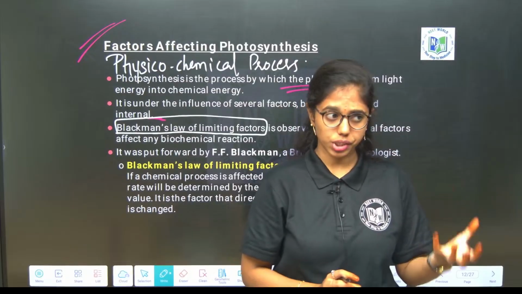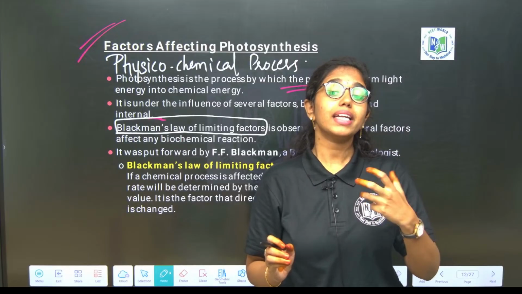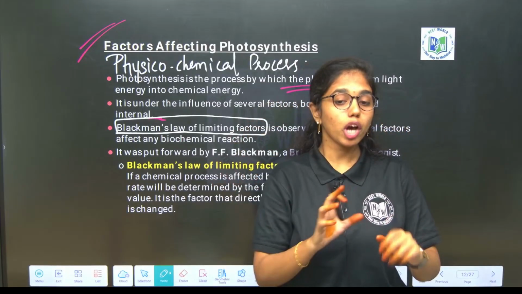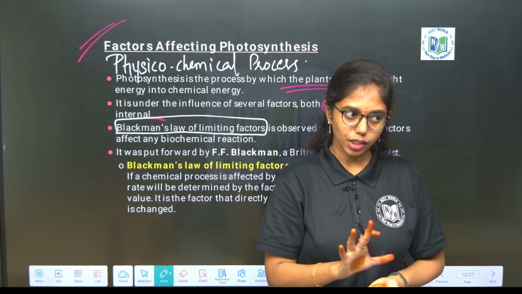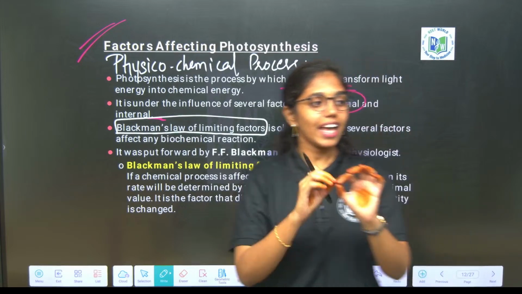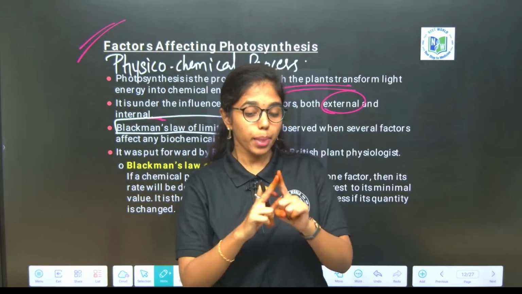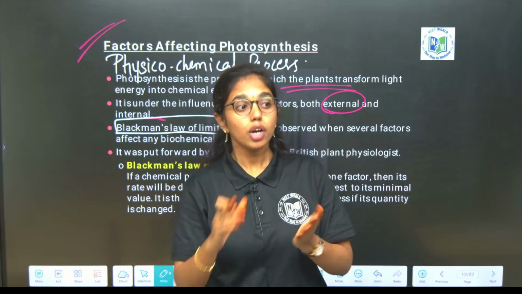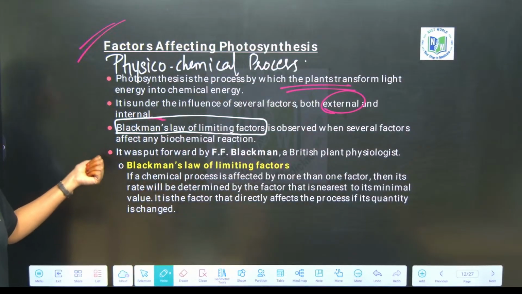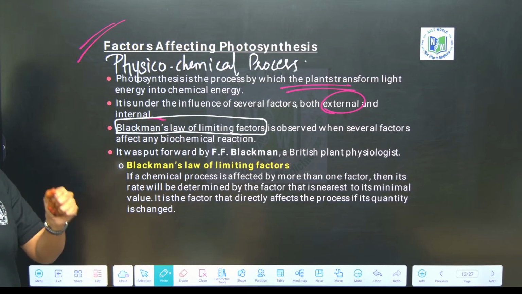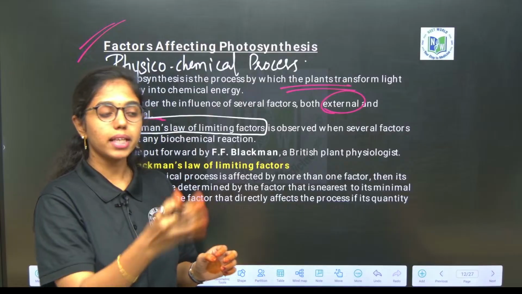Blackman's law of limiting factor says that any process, any biochemical reaction which is controlled by multiple factors, the entire process is affected by that factor which is close to the minimal value. Understood? Not? Again I will tell: any biochemical process which is controlled by multiple factors, the process is decided by that factor which is close to the minimal value. Okay, look at the definition once. Which is minimum, it decides the rate of reaction, or it decides that biochemical reaction.